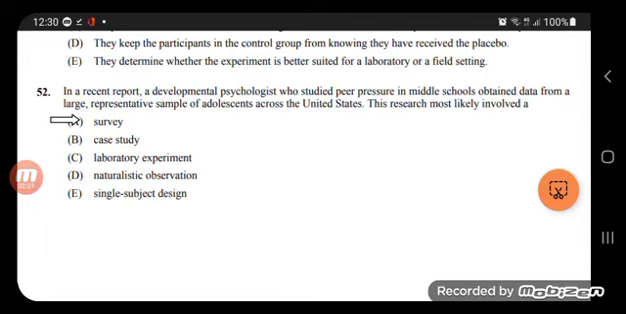In a recent report, a developmental psychologist who studies peer pressure in middle school obtained data from a large representative sample of adolescents across the United States. This research most likely involved a survey. Okay, a survey, when we talk about obtaining data from a large representative sample. Okay.